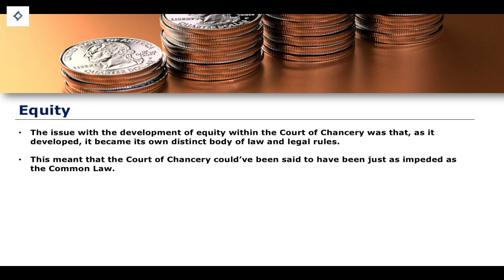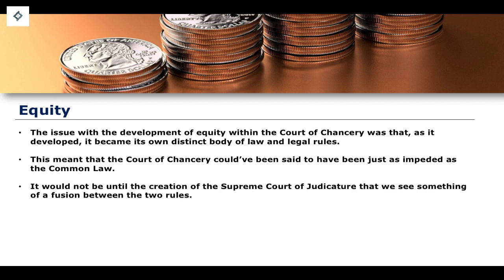But as it begins to develop into its own distinct body of law and legal rules, partially because of the influence of judges being part of the Court of Chancery, you could argue that the Court of Chancery began to become impeded just in the same way that the common law was impeded, with quite strict adherence to legal principles.